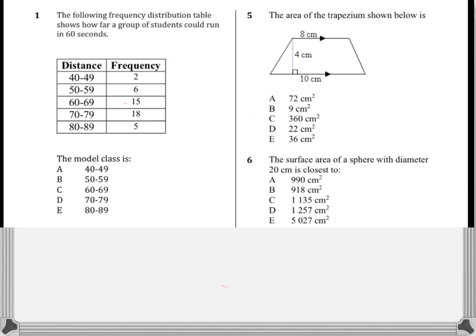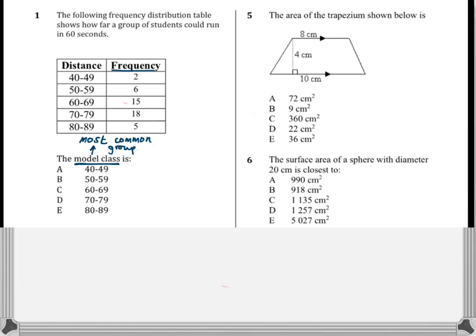Okay, so we've got distances, and the distances are grouped from 40 to 49 and 50 to 59, so they're grouped in tens. And then the frequency here is counting how many data amounts fit in those groups. And the question is, the modal class is. Now, modal class refers to the mode number. Now, the mode number means the most common or most likely. Alright, but in terms of the modal class, we're referring to a group of data, such as these ones.